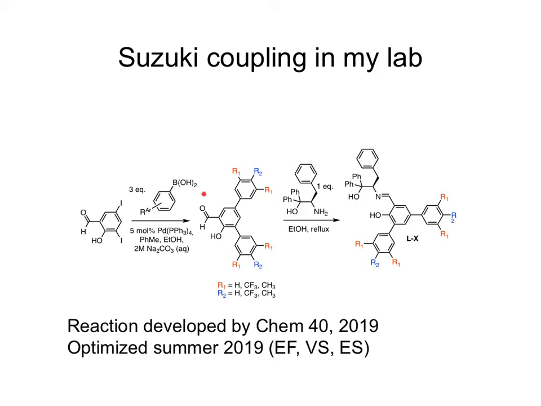We can then couple this aldehyde in a second step onto this amine group to make ligands, and these are the chiral ligands that my students have been working on over the last 2 years. This reaction is so easy to do, well, this first reaction, the Suzuki reaction, that Chem 40 students, the first year laboratory research students, have been carrying out this reaction. They're the ones who actually did it first in my lab. And then last summer, Emily Falk, Veronica Sho, and this year, Emily Shimizu have been carrying out this reaction a large number of times to make these aldehydes.